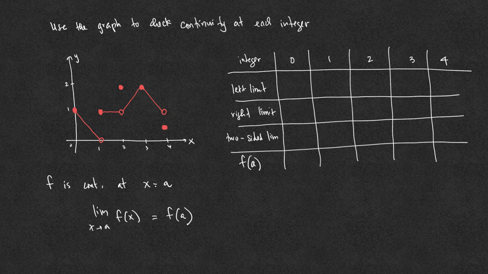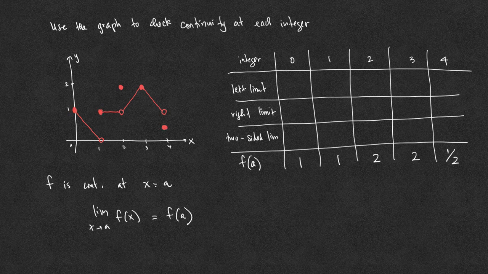f of 0 is 1. f of 1 is 1. f of 2 is 2. f of 3 is 2. And f of 4 is 1/2. Looks like it is 0.5. When evaluating the function using the graph, we would need to use the closed circle.